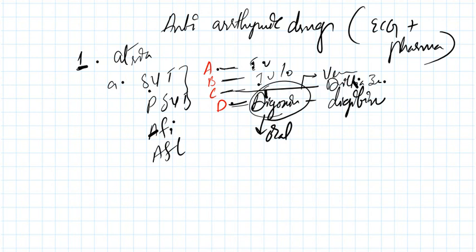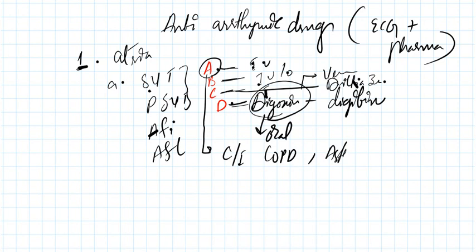In these four drugs, if you take the first alphabet A, which belongs to adenosine, A for adenosine, it is highly contraindicated in COPD and asthma and atrial fibrillation. Remember, adenosine is contraindicated in COPD, asthma, atrial fibrillation. Okay. Now if you come to the beta blockers, B for beta blockers.